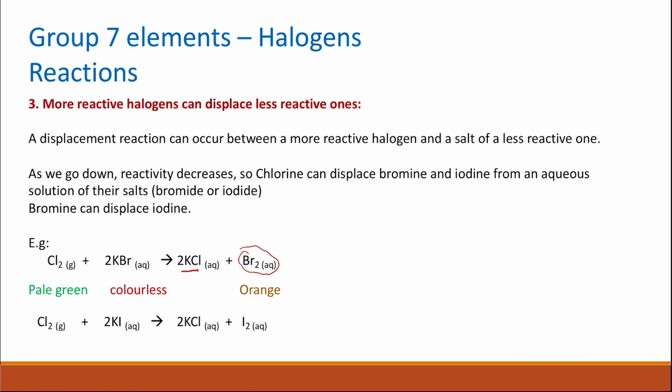Also, chlorine can displace iodine, which is less reactive, from its salt. So if you react chlorine with potassium iodide, which is colorless, it will give you potassium chloride and iodine as an aqueous solution, which is going to be a brown solution.